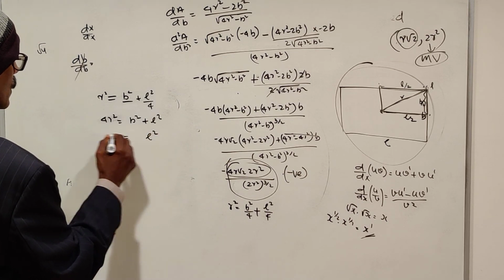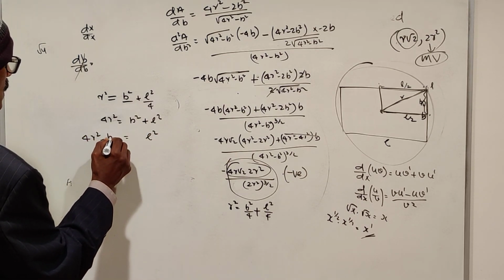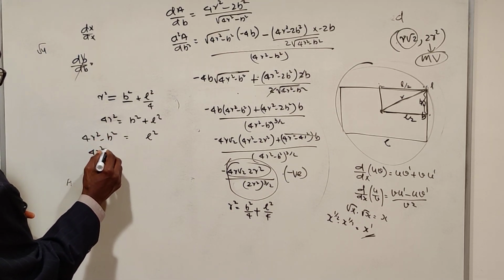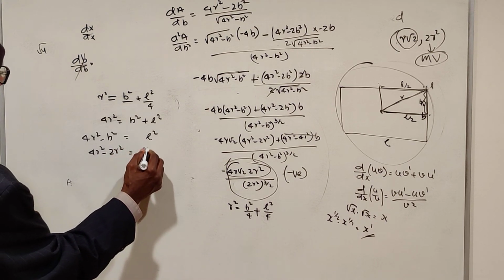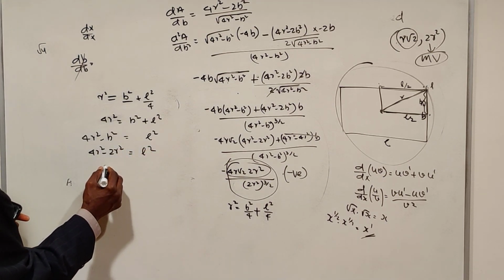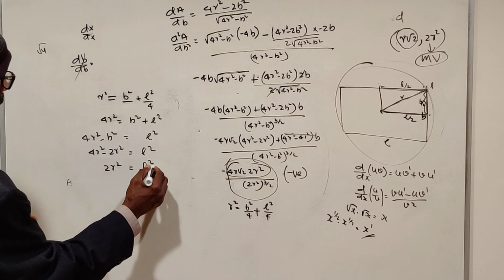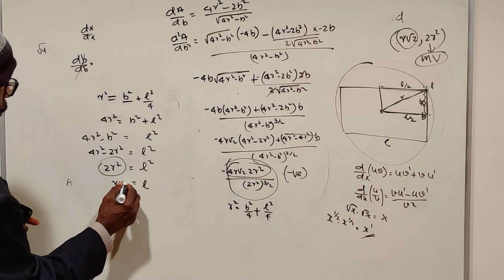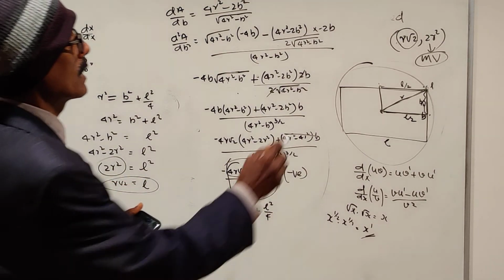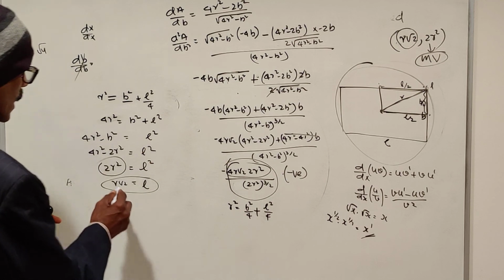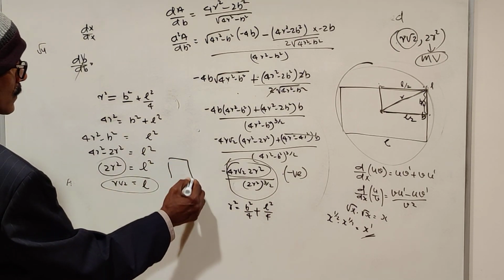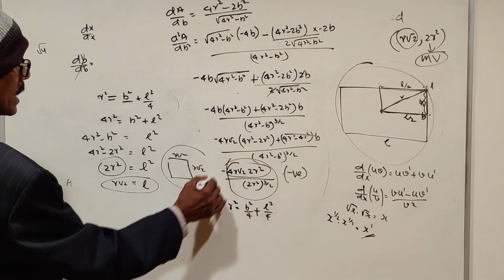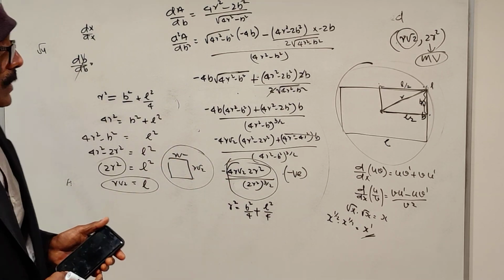L square is equal to 4R square minus B square. What is B square? 2R square. So 4R square minus 2R square equals L square. 4R square minus 2R square is 2R square. 2R square is equal to L square. What is L? L is equal to the square root of this, that is R root 2. So length and breadth are the same. Breadth is also R root 2. Length is also R root 2. So it is a square. R root 2, R root 2. Square.